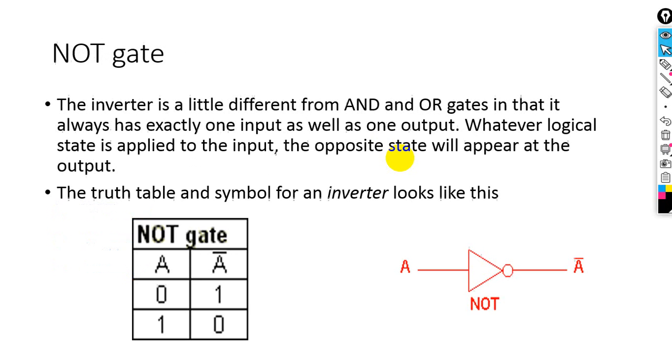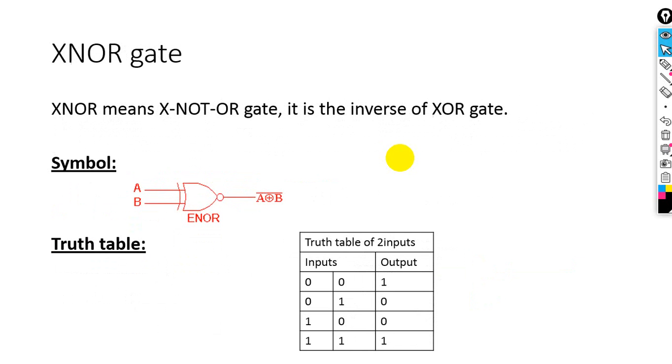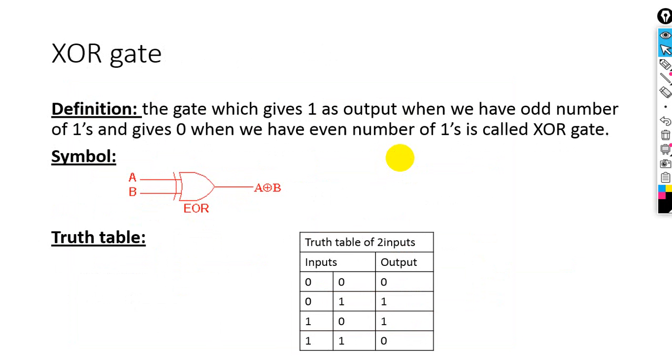In the previous lecture I explained the logic gates: the NOT gate, OR gate and AND gate. In this lecture we will discuss some more logic gates, such as the NOR gate, XOR gate, XNOR gate and NAND gate. We will discuss all these logic gates.